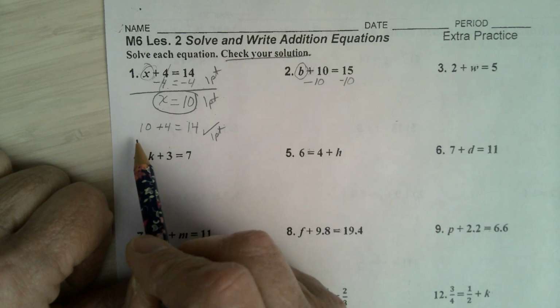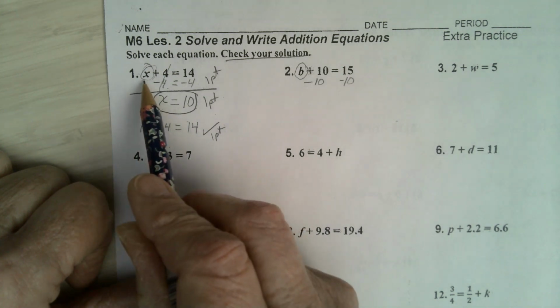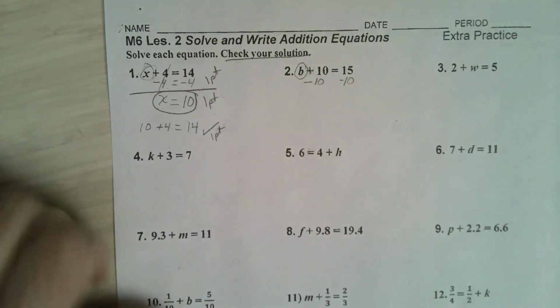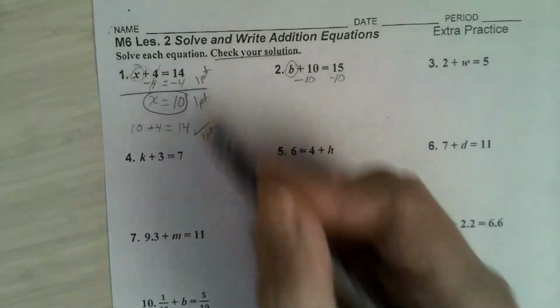Then you do your check step. You replace the variable x with the value of 10. Does 10 plus 4 equal 14? Yes, it does. 3 points.